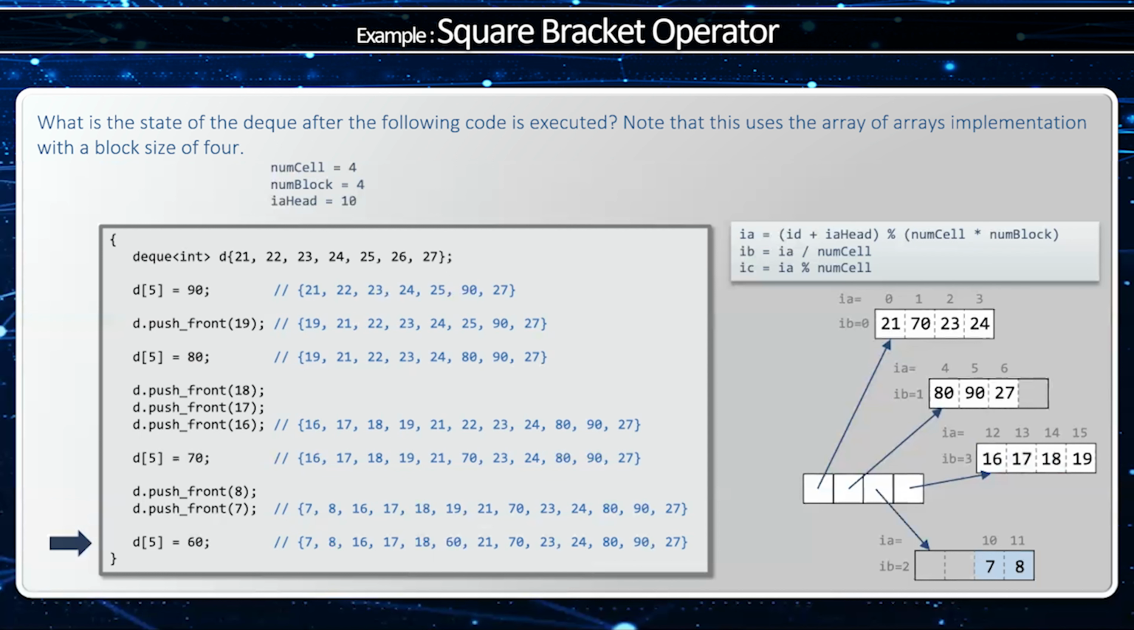Now, if I say Deque of index 5, my ID will be 5. My array index would be 5 plus 10, which is IA head, which is 15. 15 mod 16 is still 15, so that's my array index. So this is going to be slot 15, which currently has the value of 19 in it. Now my block index would be 15 divided by 4, which is 3, and sure enough, that is in block 3. And my cell index would be 15 mod 4, which is also 3. So this would be cell 3 in block 3, which currently has a value of 19, and I'm going to replace that with 60.